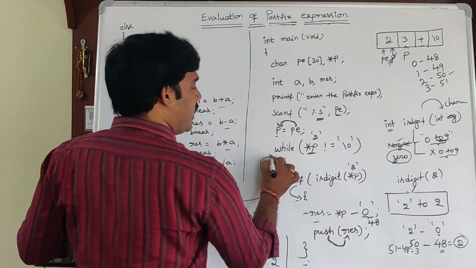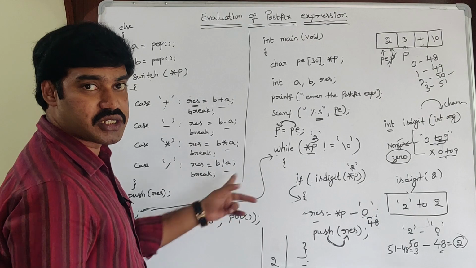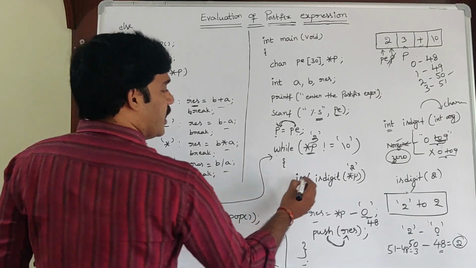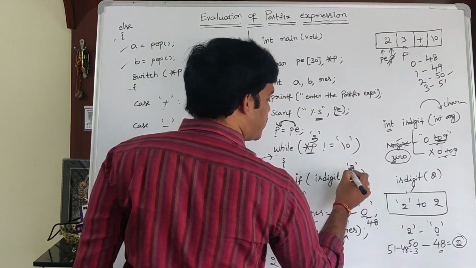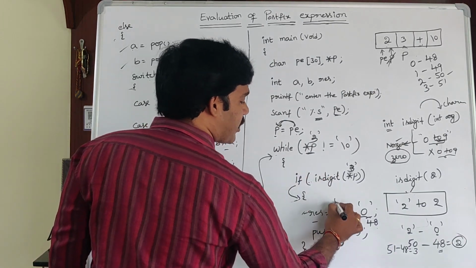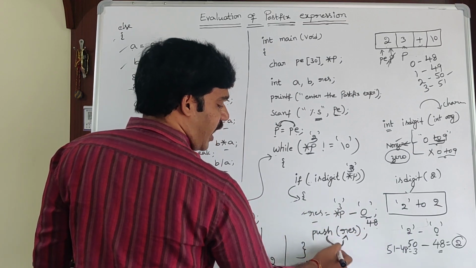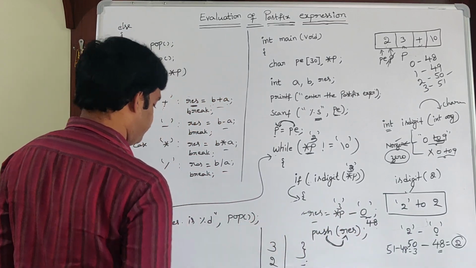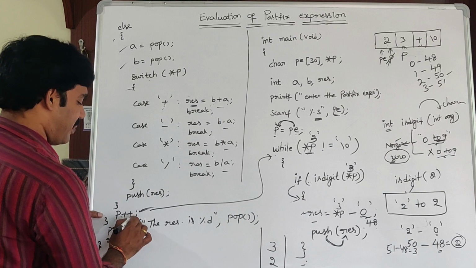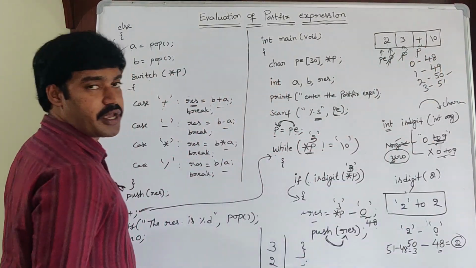Again coming to the while. Now what is *p? *p means character constant 3, which is not equal to \0. isdigit of character constant 3, yes, which returns a non-zero value. How to convert character constant 3 to the digit 3? With the help of this logic, and then push 3 into the stack. Again comes to p plus plus, which points to the next memory location.